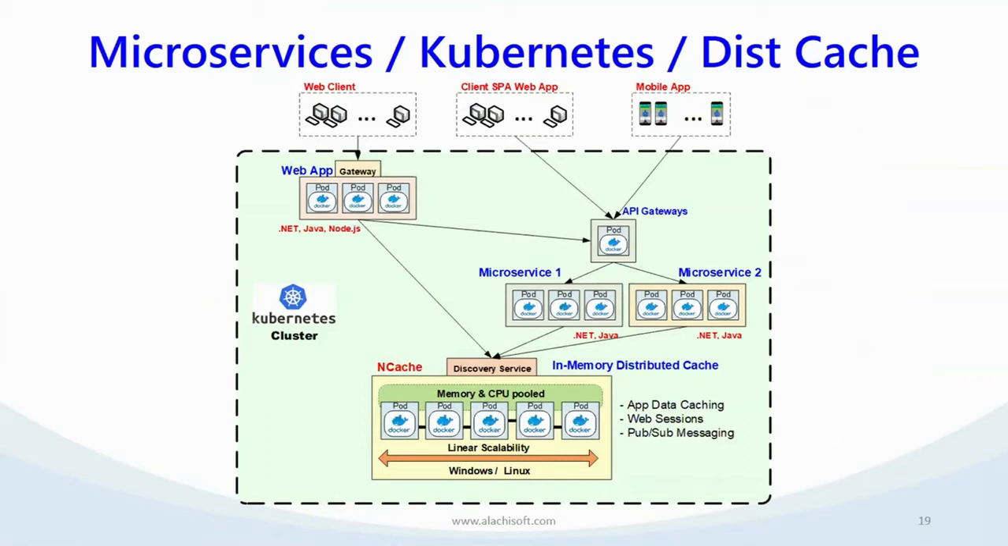Now you can have both .NET and Java applications and of course Node.js on Linux. So this is what a Kubernetes environment looks like, both for microservices and web applications, and also hosting a distributed cache. One thing that I wanted to point out here is that a distributed cache, to live in Kubernetes, has to be compatible with Kubernetes. It has to have implemented what they call a Kubernetes operator. NCache has it, and so whichever distributed cache you look at, make sure it is compatible with Kubernetes.